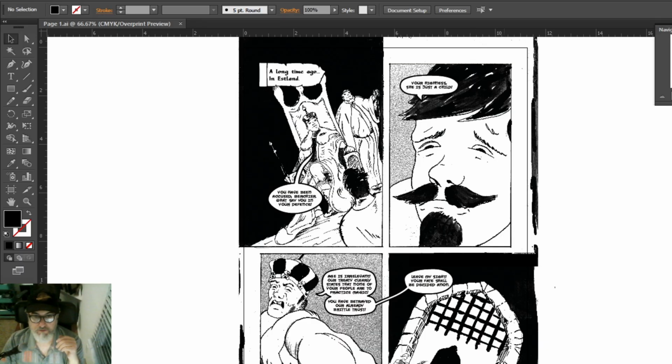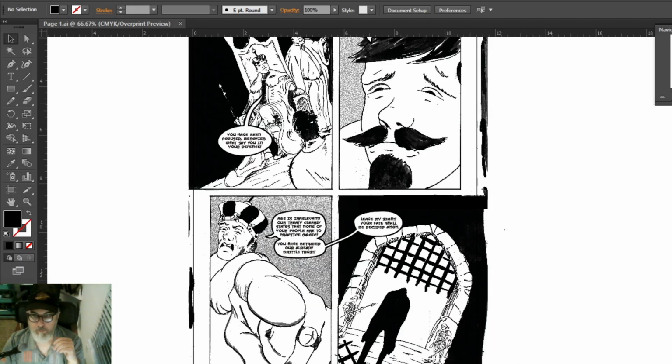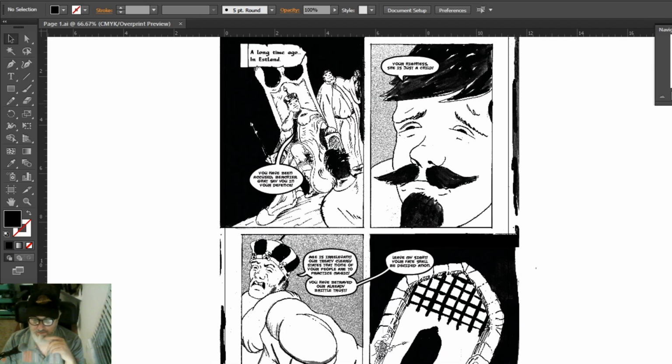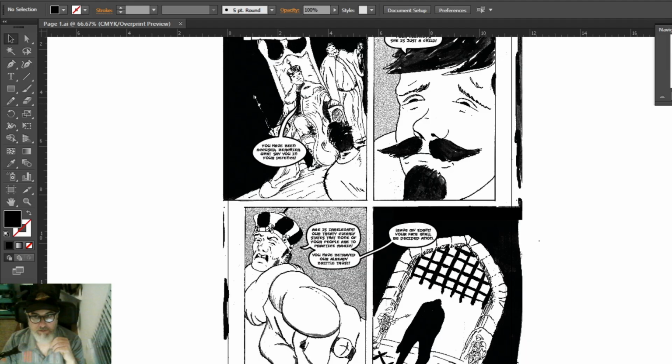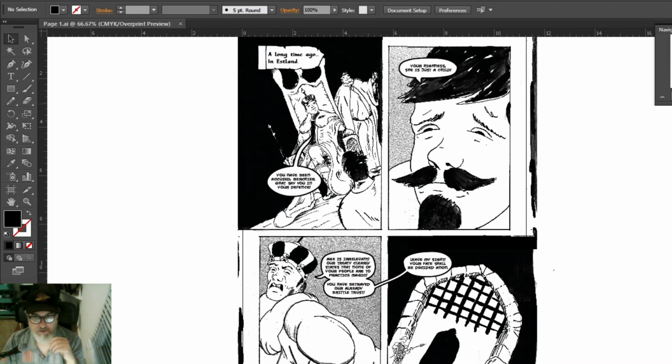So first, it's a 4-panel grid, 1, 2, 3, 4 panels. I wanted to experiment with that. There's a few reasons why. Mark Millar does this a lot. He's talked about it. It's one of the more cinematic ways of doing a comic. So you can think about it in terms of musical rhythm.